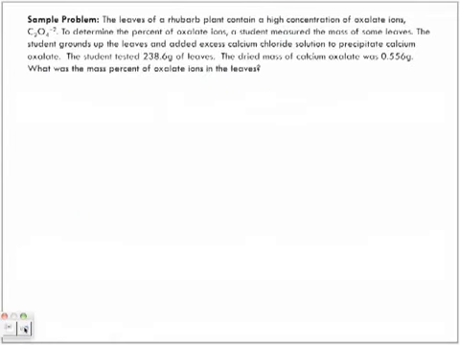Okay. Next sample problem. The leaves of a rhubarb plant contain a high concentration of oxalate ions, C2O4 2-, which is in fact very poisonous. To determine the percent of oxalate ions, a student measured the mass of some leaves. The student grounds up the leaves and added excess calcium chloride solution to precipitate calcium oxalate. The student tested 238.6 grams of the leaves. Now, the dried mass of the calcium oxalate from the leaves was 0.556 grams. What was the mass percent of oxalate ions in the leaves?